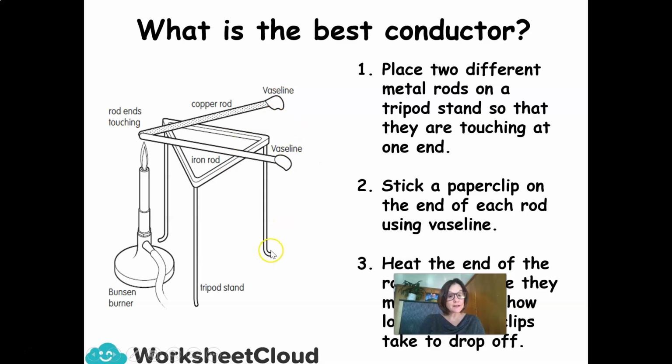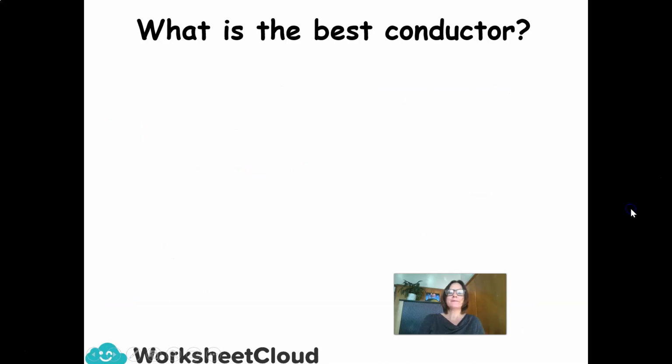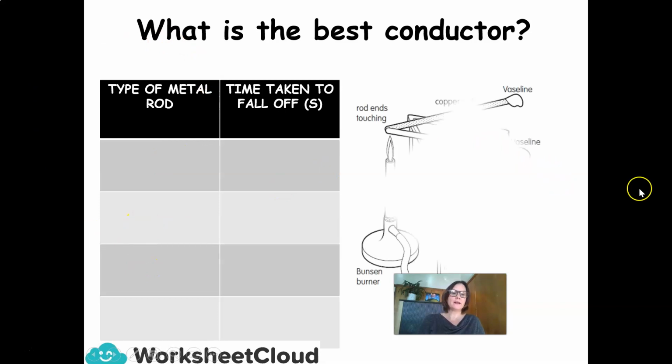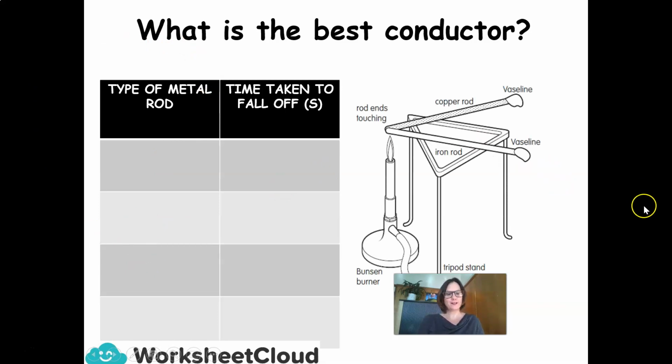And the objective of this experiment would be to see which metal rod conducts heat faster. Just think about it. Is it going to be the copper rod or the iron rod? What do you think, grade 7s? So we would have taken our two different metal rods, set up a table, and we would have timed how long for the paper clip on the iron rod to fall off and how long for the paper clip on the copper rod to fall off. And what do you think the results would be? Yes, you are quite right.